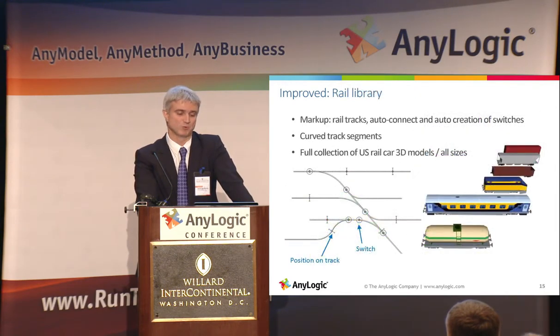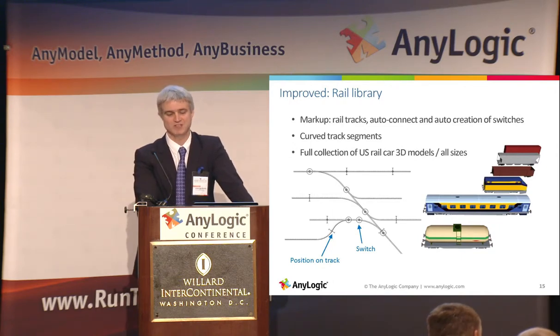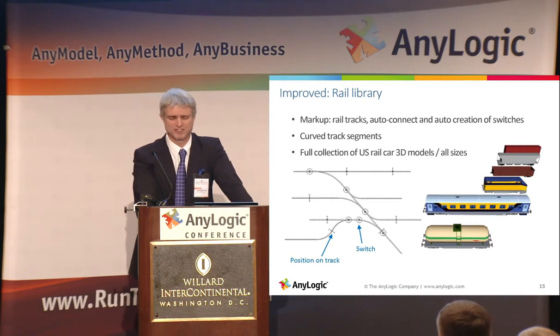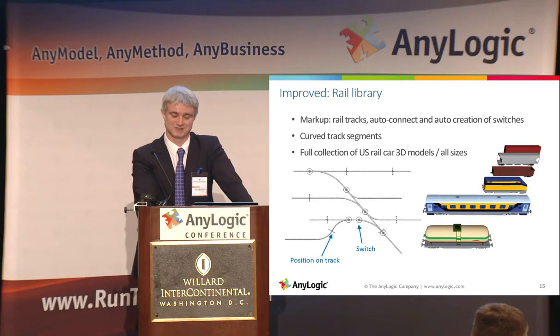Rail library, as I said, we now have rail networks with curved segments, auto-created switches, etc., or positions on track. And we also have a full library of 3D models of rail cars used in the United States. Well, this part was heavily lobbied by Roger Bauger, who is in this room today, who will present after lunch, and he's a rail modeling expert. So we have tens and tens of various 3D shapes for US rail cars.